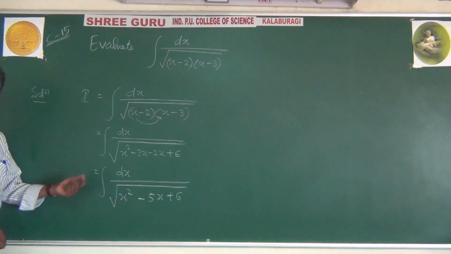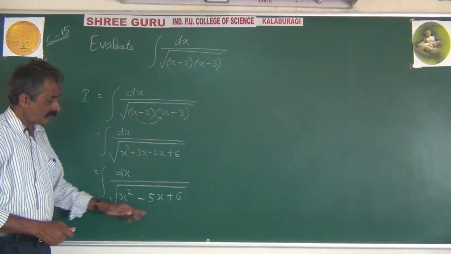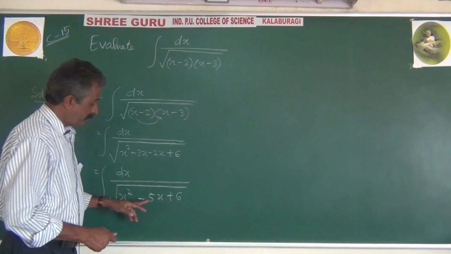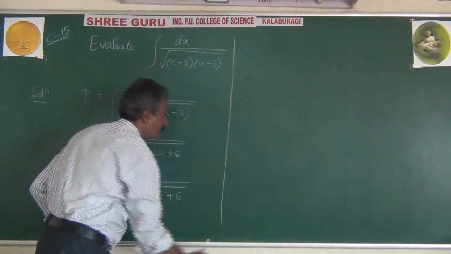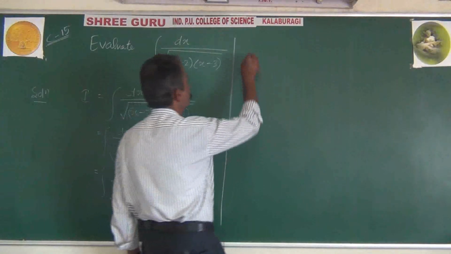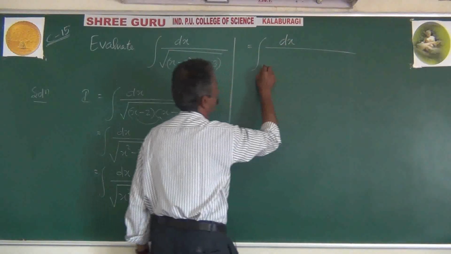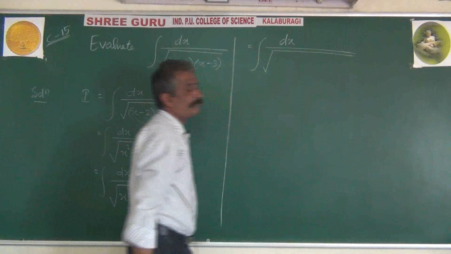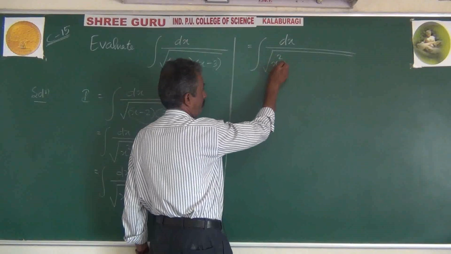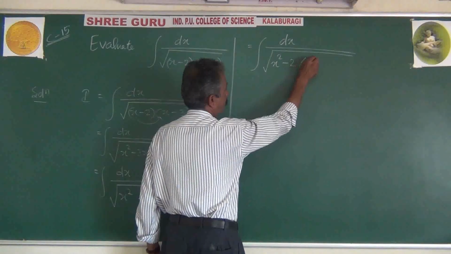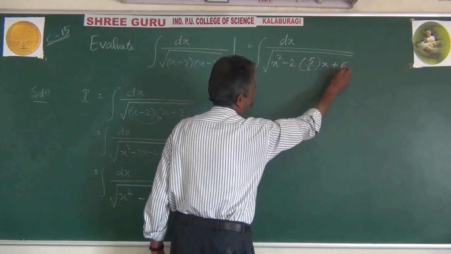Now let us apply the method of completion of square. x square has unity coefficient, well and good, but x must be a multiple of 2. Here we shall multiply and divide by 2 with x. That is equal to the integration of dx divided by the square root of x square minus 2 into 5 by 2 into x plus 6.